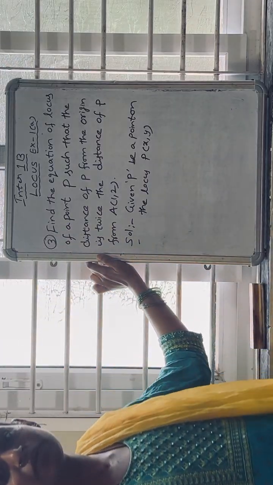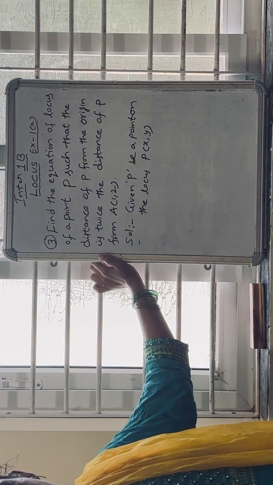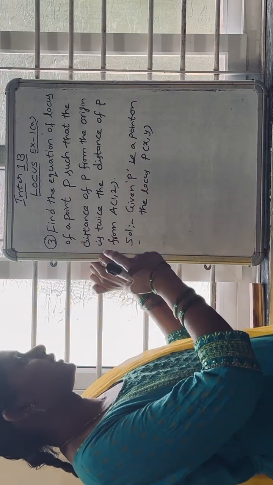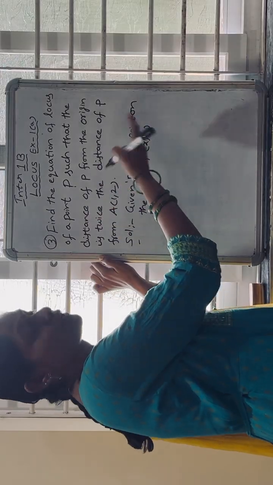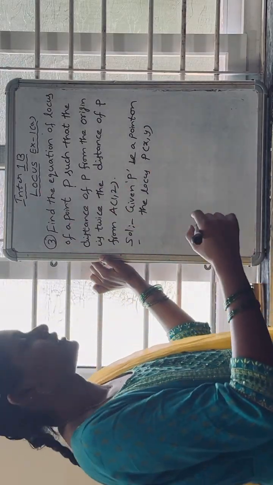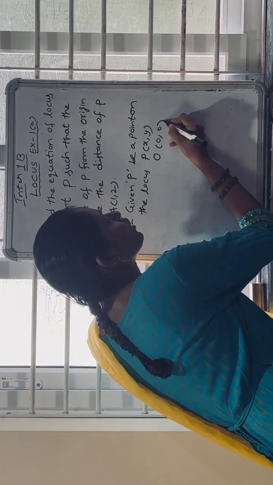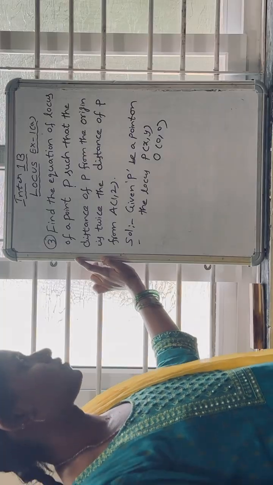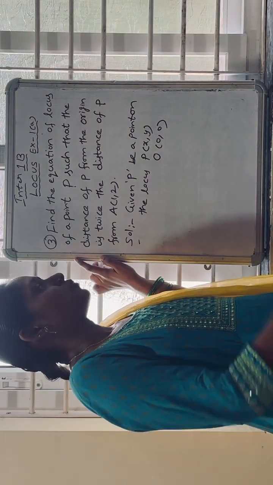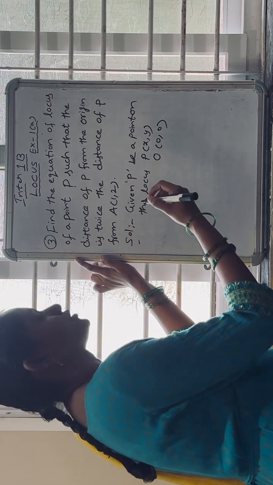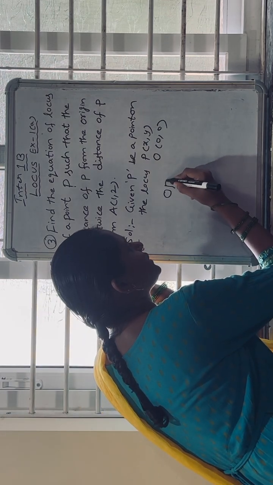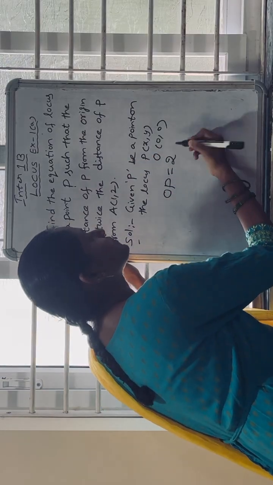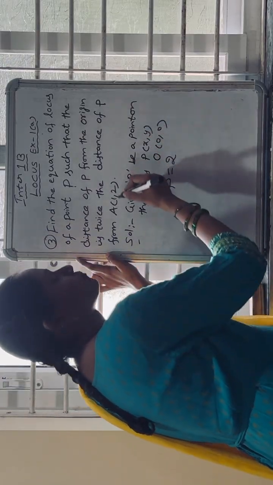Why am I taking P as x comma y? Because we want to know the equation of the locus. That's why we are taking P of x comma y such that the distance of P from the origin is twice the distance of P from the point A. The origin is 0, 0, the origin point in coordinate geometry: x coordinate 0, y coordinate 0. Twice means 2 times.